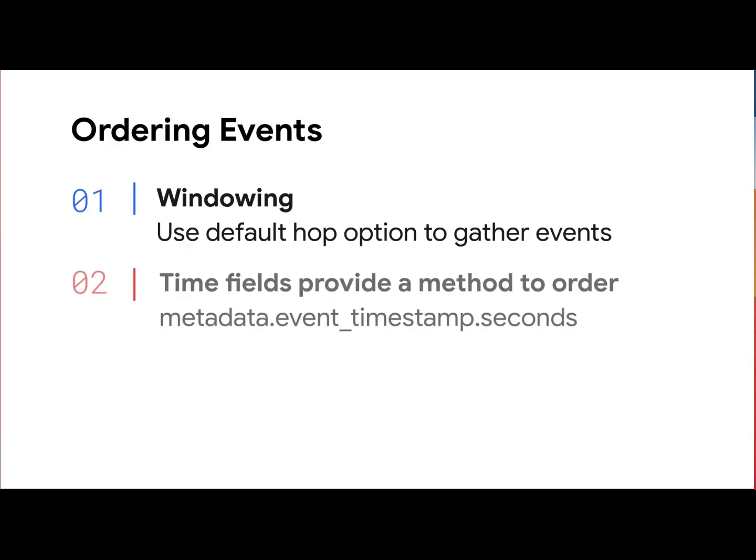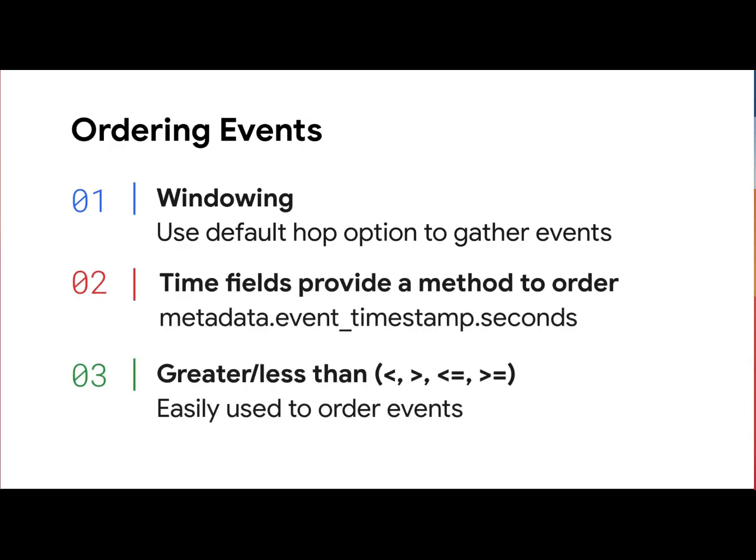When you're enforcing an order to your multi-event rules, remember that our default windowing is the hop, which is gathering the events within the defined window, but not actually ordering them. To order the events, we can use the UDM time field like metadata.event_timestamp.seconds along with operators like greater than and less than. Remember that the hop window in the match section has a range from 1 minute to 48 hours.